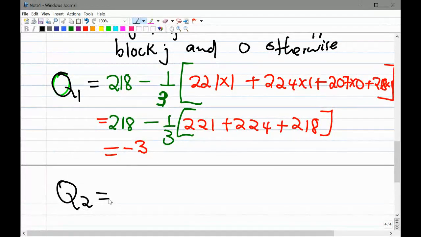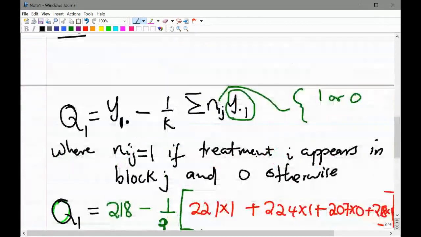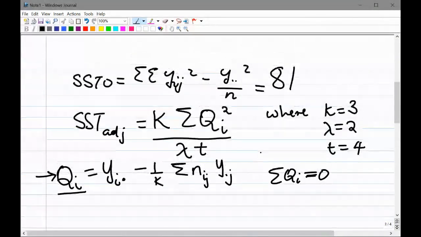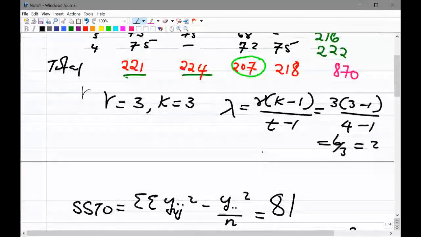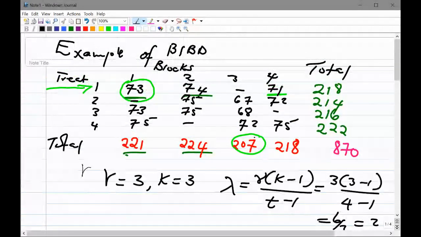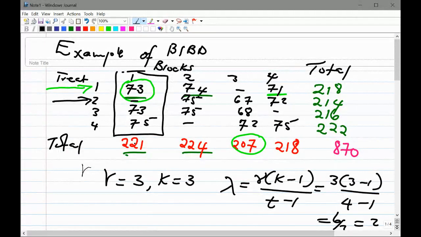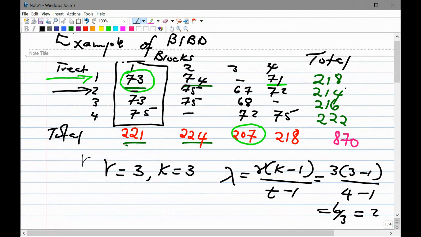We do the same. Now we're focusing on the second treatment. In which column, in which treatment or block, are we not having the value? The second row. We don't have the value in the first block, right? So this value we won't write. We'll write the other 3 because we don't have the value here. Our focus now is on treatment number 2. So when you want to find the Q, you will need this total, because now it's the second one.